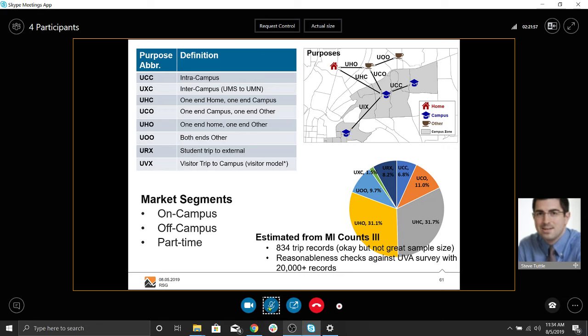There are market segments for on-campus, off-campus, and part-time students.